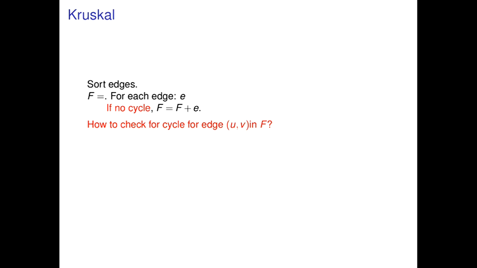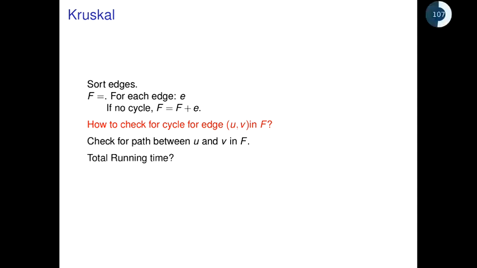Now that's not too hard, because you can check for a path between U and V in the forest. You know how to do that. You can do depth first search or breadth first search, and you can see if they're in the same connected component. But that takes time. It takes order n time. Why does it not take order m time? Why does it only take order n time? Why doesn't it take the number of edges time? N is the number of vertices.